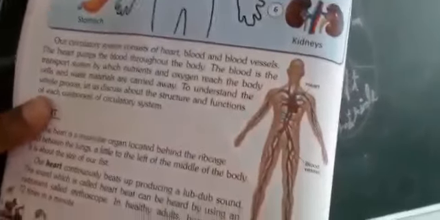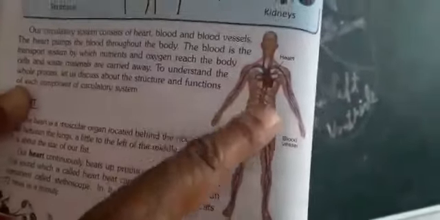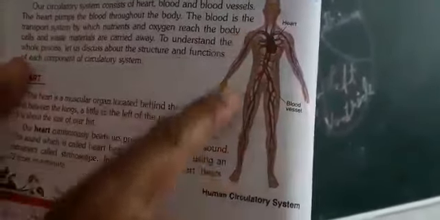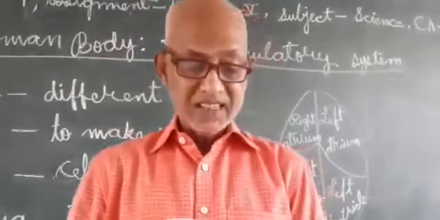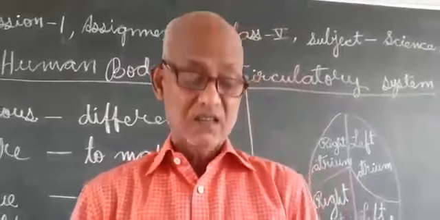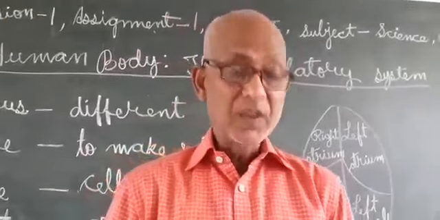You can see the diagram, how the heart and blood vessels work. See how the blood is going. Here is the heart, see the blood is going throughout the whole body. To understand the whole process, let us discuss the structure and functions of each component of the circulatory system.